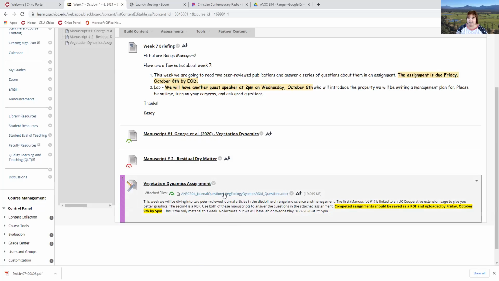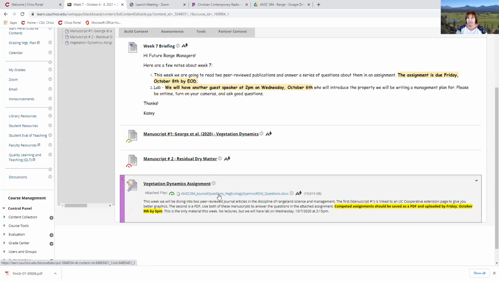It's not a quiz, it's an assignment, and it's linked in here. It's a series of questions about manuscript number 1 and number 2. Manuscript number 1 is all about the different vegetation types throughout the California Mediterranean climate ecosystem. So we have lots and lots of dynamics. We not only have lots of plant types like shrubs and forbs and grasses, but we have different growth cycles and life forms within those, and they all interact very differently. So our ecosystem is very, very dynamic, and it tends to be a little bit hard to manage.